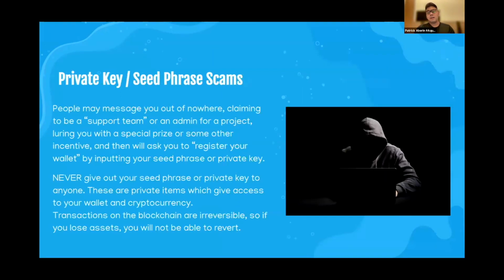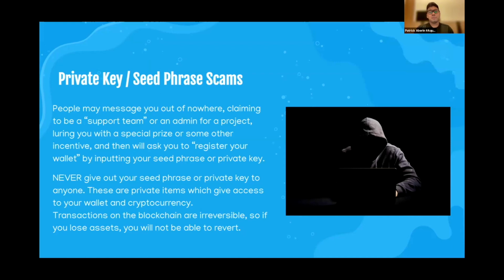And so we'll just end off the rug pulls and honeypots with the private key and seed phrase scams. People may message you out of nowhere claiming to be a support team or an admin for a project. They might try to lure you with a special prize or some other incentive, and they might ask you to register your wallet or even just ask for your seed phrase or private key.